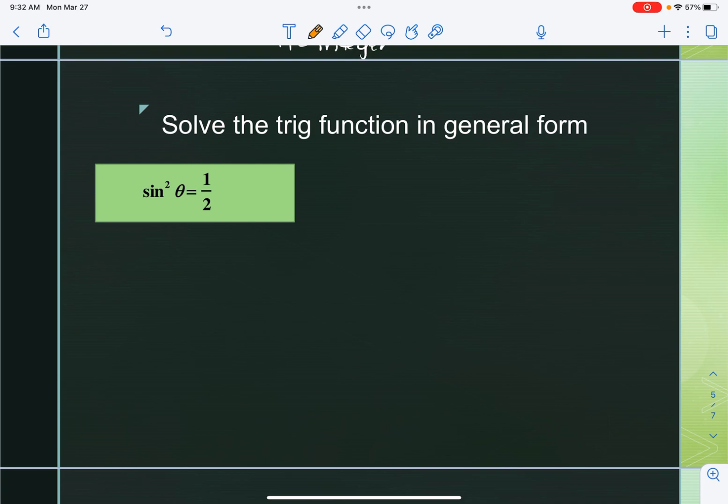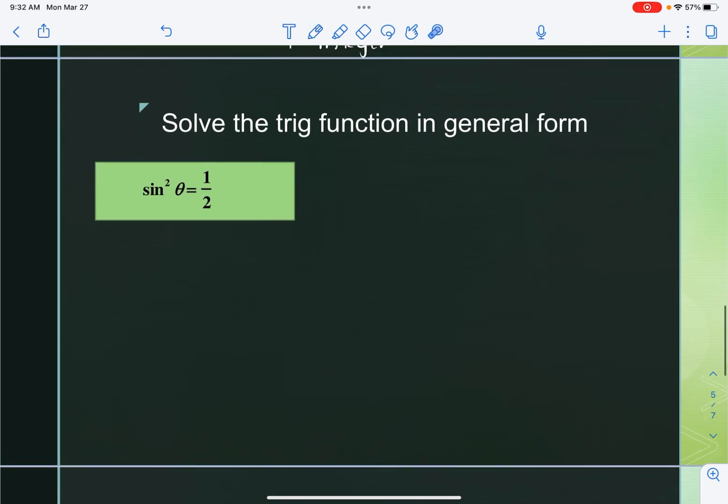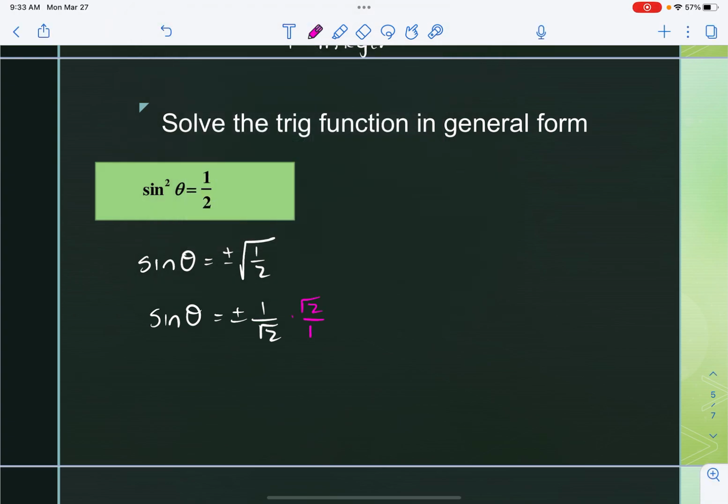In the next one, the trig function here is by itself, but I have this square. So I do need to take the square root. So this would be plus or minus, don't forget, the square root of 1 over 2, which is sine of theta equals plus or minus 1 over square root of 2. We do want to rationalize it, so it makes it easier for us.